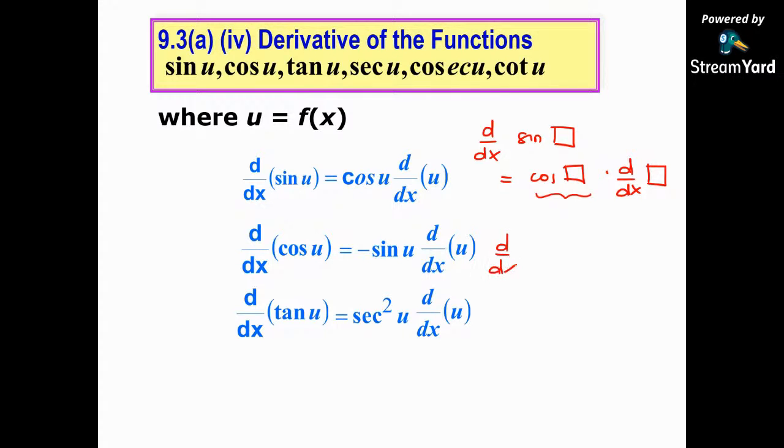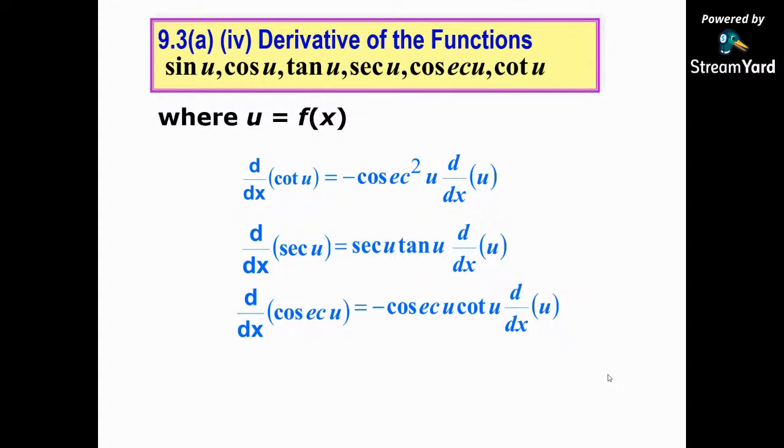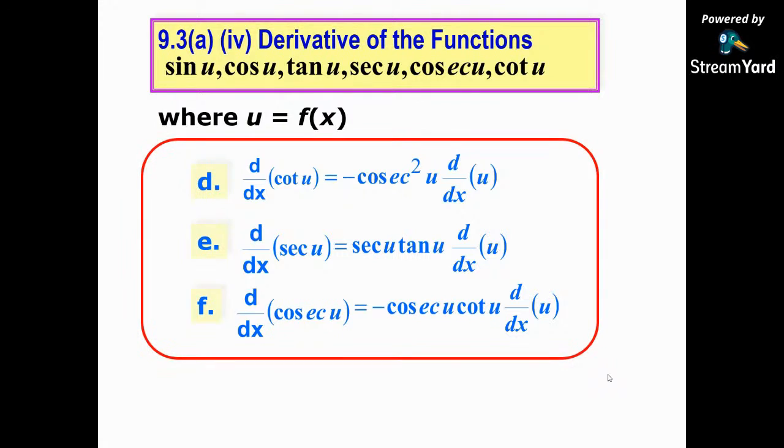If we have to differentiate cos of something, differentiate the cos first, it will give you negative sine, and then take whatever the function is. But don't forget, you have to differentiate the function at the back. Same thing over here. If we have to differentiate tangent of something, firstly it will become secant square of that thing first, and then don't forget, you have to differentiate them later on. Okay, so almost similar to what we have previously, so I'm not going to go through them.